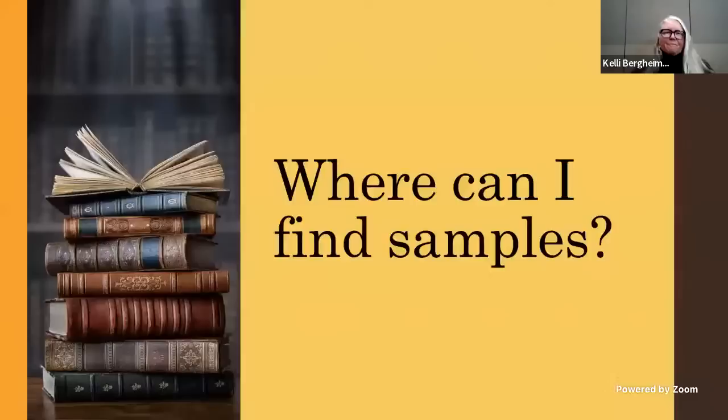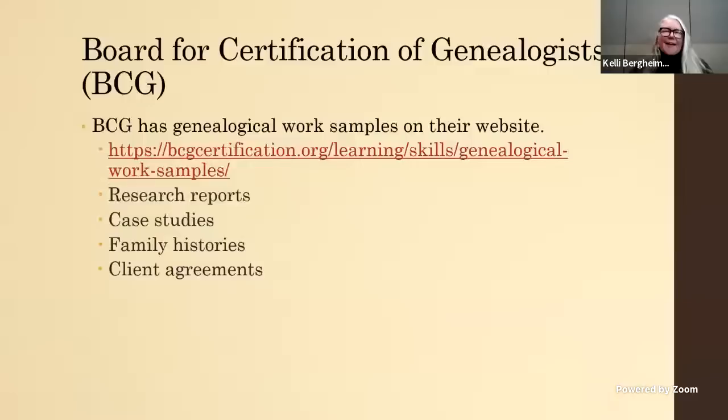So where can you find sample research reports? It's so important for you to look at what's out there and then just make it your own. You don't have to do anything just because someone else suggests that's the best way to do it. But BCG, we're going to go through a few of these. The Board for Certification of Genealogists, BCG, has genealogical work samples on their website. They have various research reports, case studies, family histories, if you do professional work, client agreements. So lots of great information at BCG about research reports.